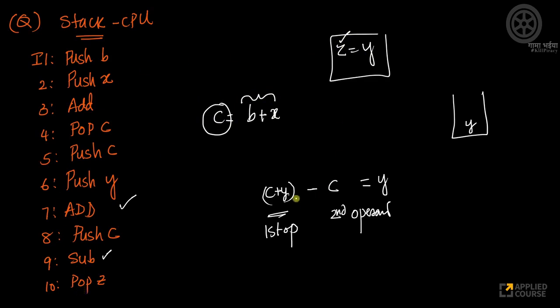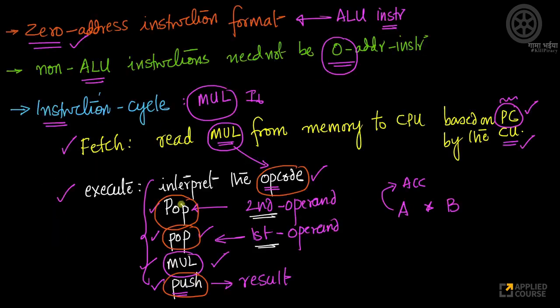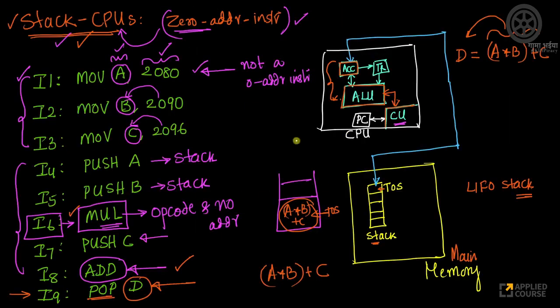Very simple code. If you know how to push and pop into a stack, and again, the very important thing is the first thing that you pop is the second operand. The second thing that you pop is the first operand. You just have to be careful about this order. Otherwise, we'll mess it up. Very simple concept. Again, stack CPUs are not very popular in the real world at all because they are very, very time consuming. Look at how many times I have to read from memory just to perform a simple arithmetic operation.